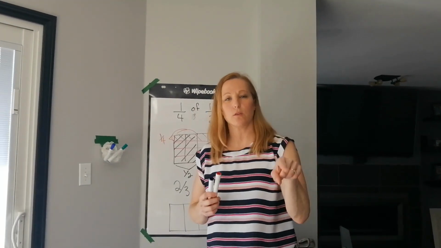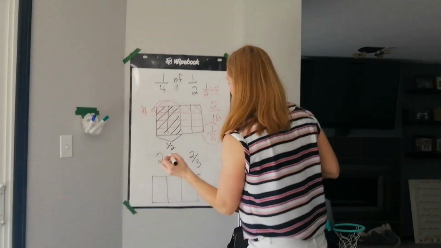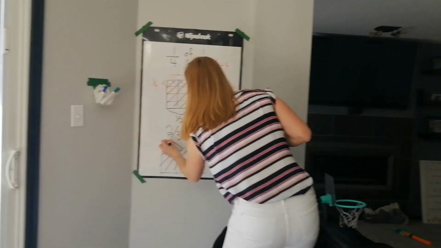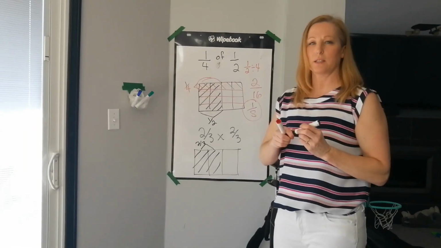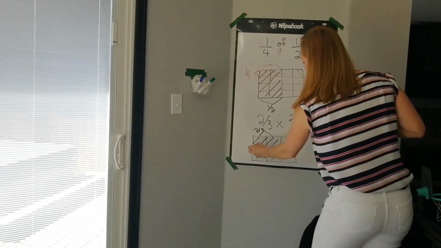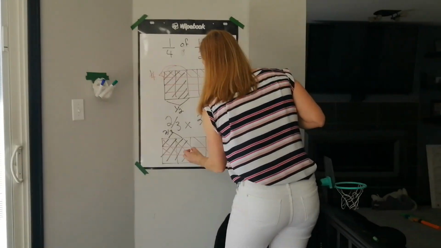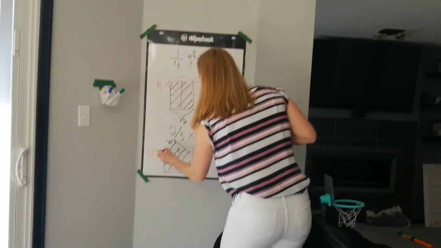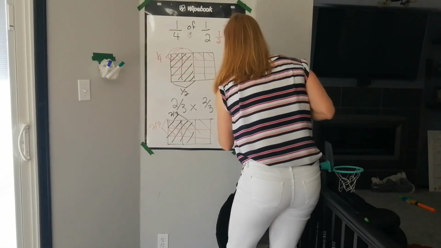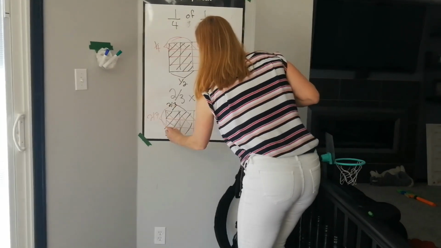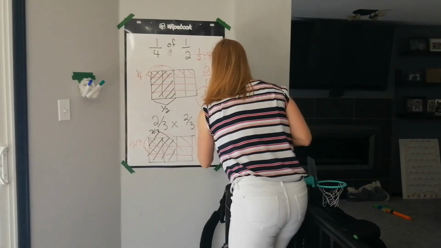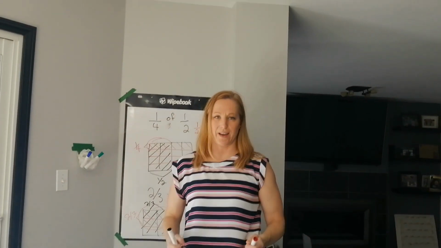Next question, 2/3 times 2/3. So I'm trying to find 2/3 of 2/3. Shade in 2/3. Label it. I have 2/3 there. Now I'm going to find 2/3 of 2/3. So I'm going to shade in 2/3 with the other color. Label it. I'm going to count 1, 2, 3, 4, 5, 6, 7, 8, 9. So it's cut into 9 pieces, and 4 of them are shaded in twice. The answer is 4/9.